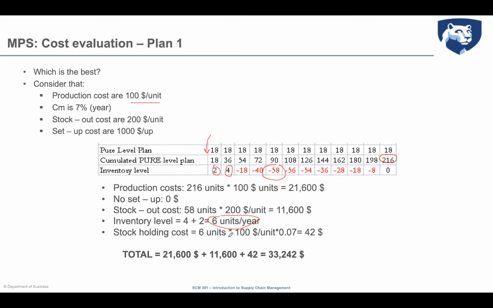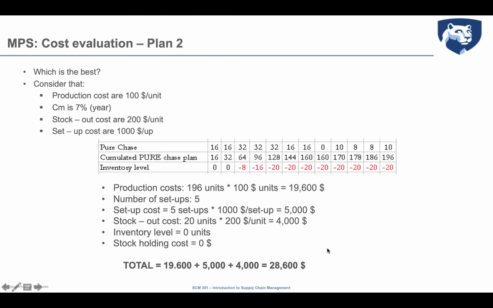The stock holding cost is 6 units multiplied by $100 per unit multiplied by 0.07, $42. If you sum up everything, you see that the final cost of this plan is $33,242. Let's go to plan 2.